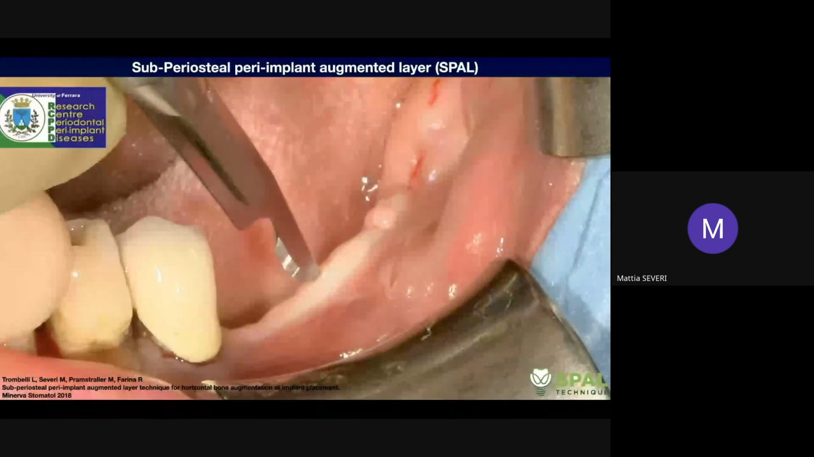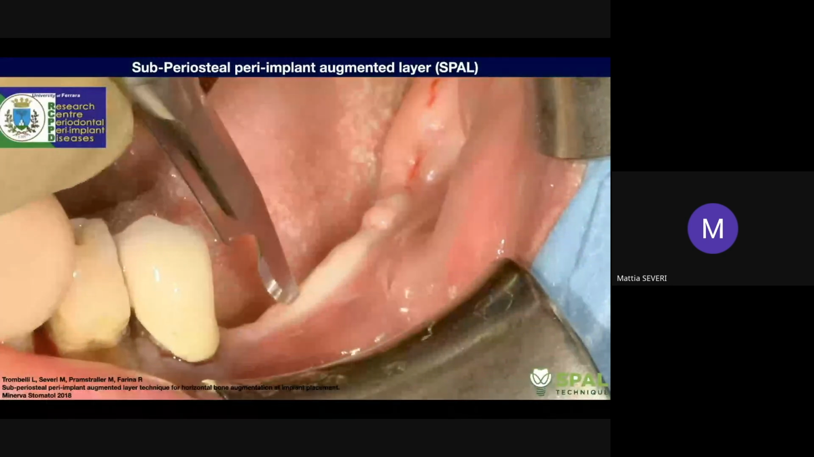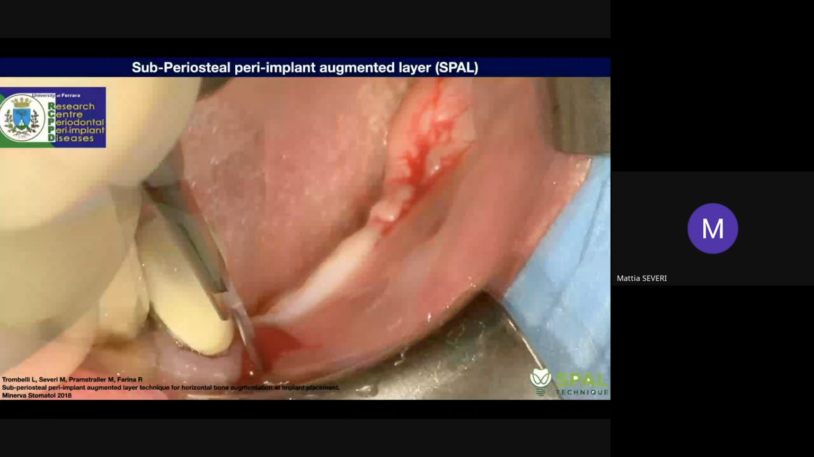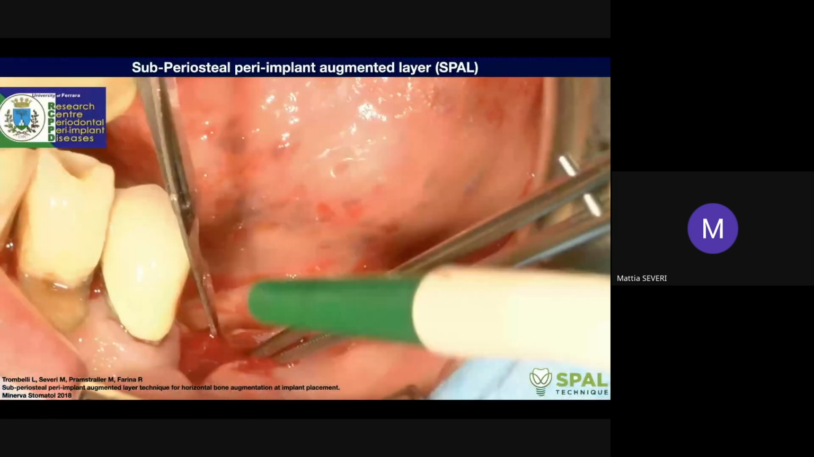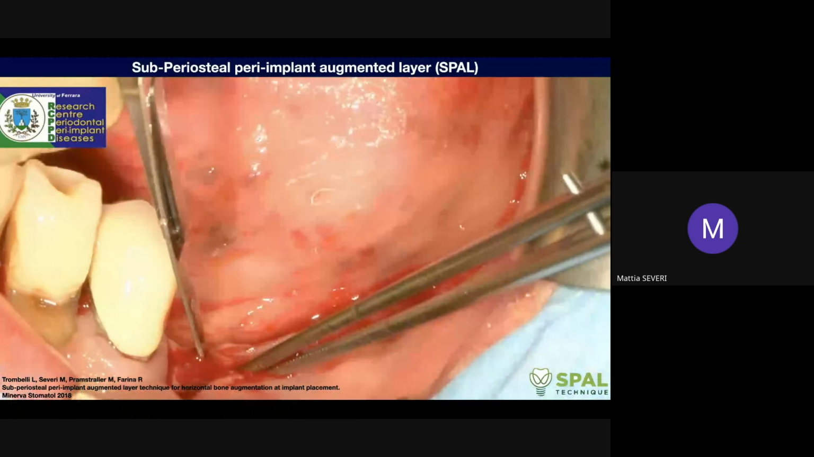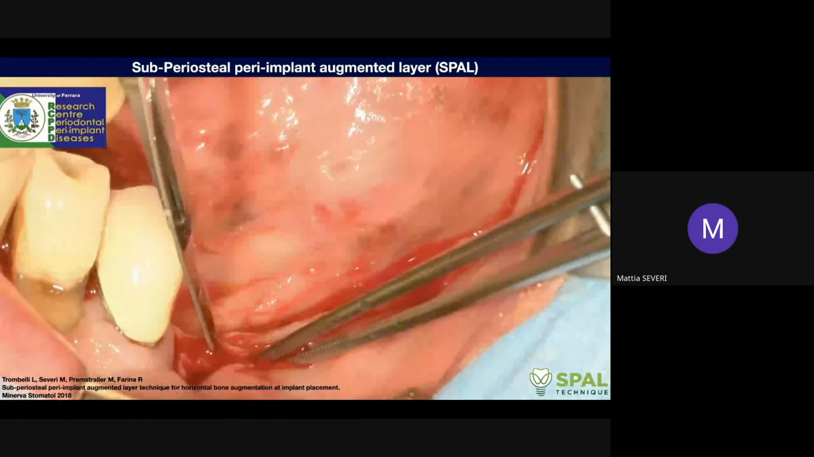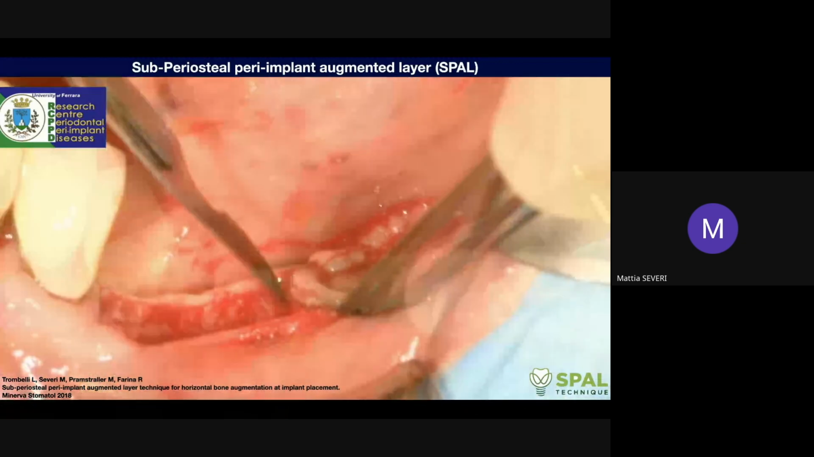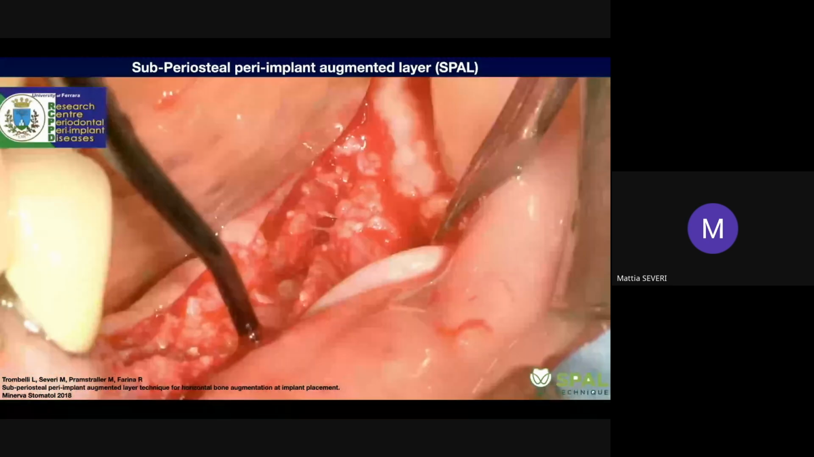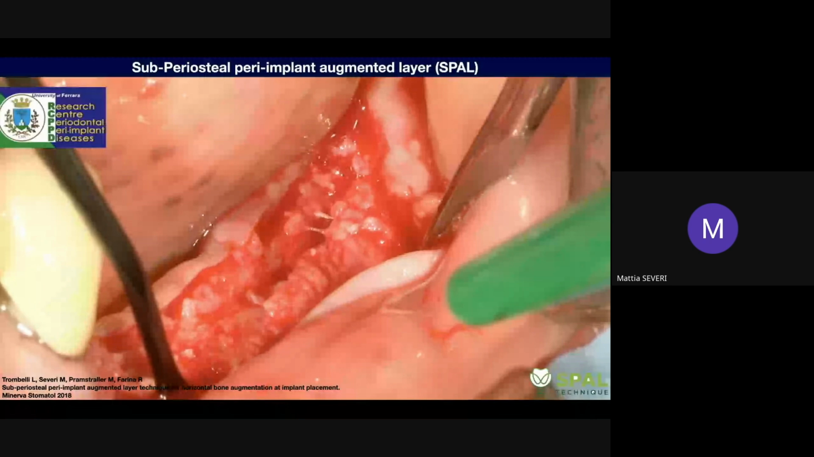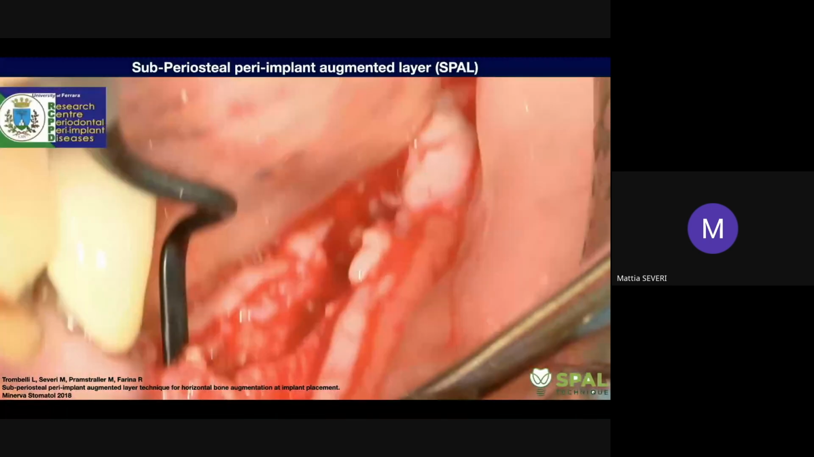As you can see in this brief video, SPAL is mainly based on the partial thickness dissection of the gingiva lining the edentulous ridge. You can see that using a 15C blade, the partial thickness flap is elevated, thus lifting an external layer, namely the mucosal layer. And then the periosteum is elevated using angulated tunneling knives in order to create a pouch.